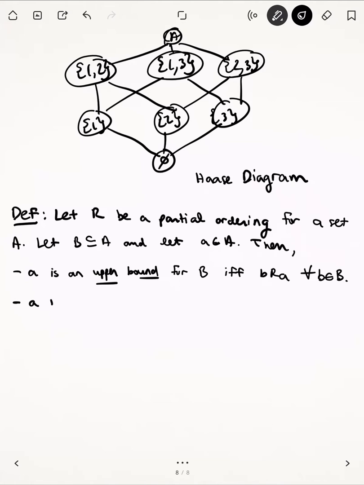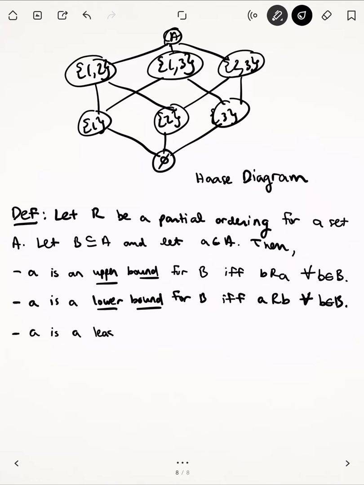Similarly, a is a lower bound for B if and only if a is related to b for all b in B. Okay. a is a least upper bound.